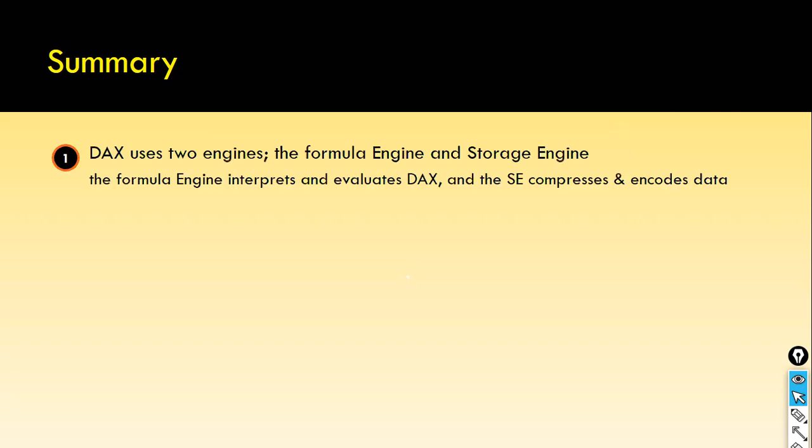So at the end of the day, we discussed 3 encoding techniques. One is value encoding, the next one is hash encoding, and the other one is run length encoding. Value encoding is used for integer values, hash encoding is used for text values, and run length encoding is used for repeating values.